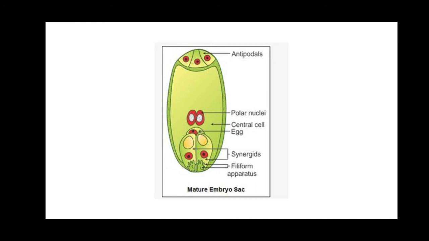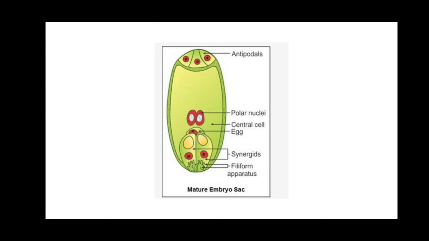This central cell is the one which will later transform into the endosperm. We know it is one of the parts of the seed, and the endosperm develops from the central cell, while the egg cell after fertilization becomes the zygote, which will transform into the main embryo of the plant. Antipodal cells are three cells present towards the end opposite to the synergids and the egg. They are just like a counter copy of the egg cell, but they have no function at all.